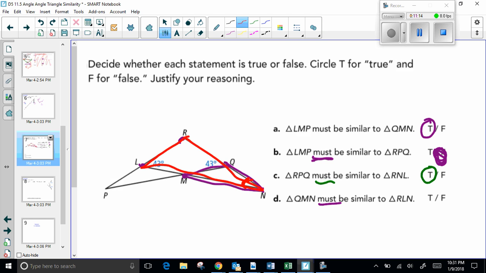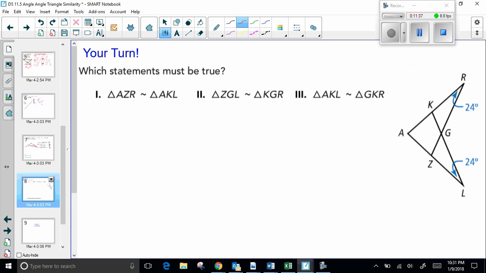Boy, I hate to tell you, but it's kind of like the previous one in B, where they overlap, they share one angle, but besides that, we don't have anything else to go off of. So they could be similar, we just don't have the evidence right now. So we're going to have to say false. They don't have to be similar. Good reasoning problem. All right, next slide.